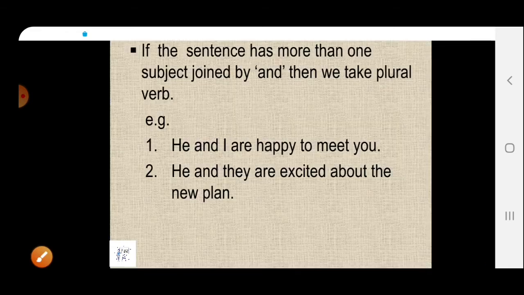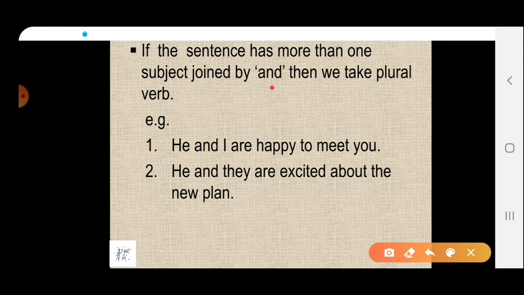Okay. Next, if the sentence has more than one subject joined by and, then we take plural verb. How? More than one subject. He is subject, but except he, we are having I also. That is also subject. So that's why he and I both are considered plural in the form. So we are taking here plural verb. In the same way in second sentence, he and they, plural, and we are following here plural verb.